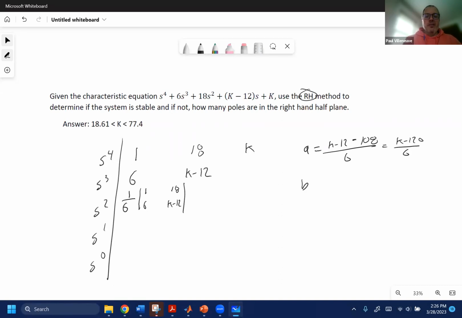Our B coefficient, because we're running out of space, I'll put it over here. So again, I'm solving for B. I'm still using my first column, and my second column is going to be the one just to the right of it. So my B term is 1/6 times the determinant, 1/6 K and 0. So that's going to be equal to negative 6 over K times 1/6, which is negative K.